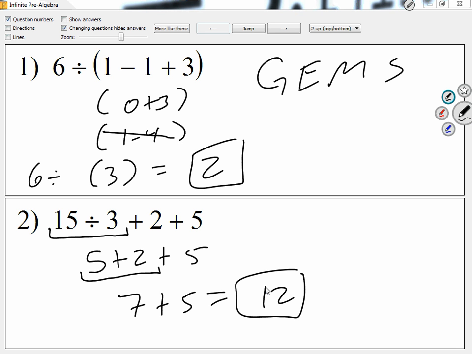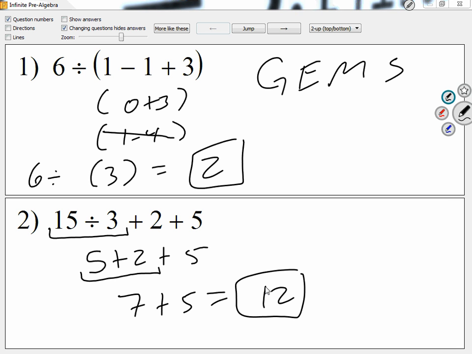So follow the order of operations. Once again, number 1, the parentheses could have been 0 plus 3 or 1 minus 4, depending on which order we follow. But go from left to right. So it was 0 plus 3. Any questions on the front?